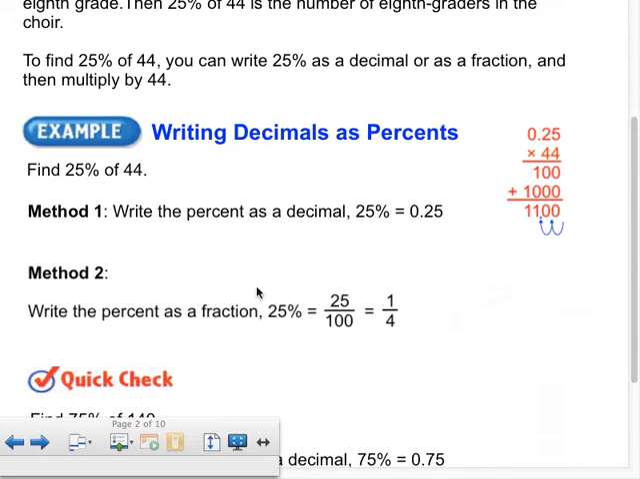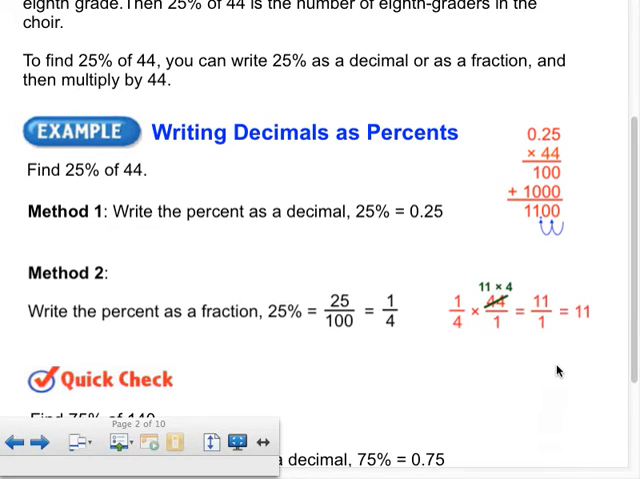Method 2 says, rewrite the percent as a fraction. Well, remember, percent means what? Per 100, or divide by 100. So 25% I wrote as 25 divided by 100. And then we know how to simplify that fraction by a factor of what? What goes in the numerator and the denominator? 25. So 25 divided by 25 is 1, and 100 divided by 25 is 4. So now we have this fraction, 1/4.